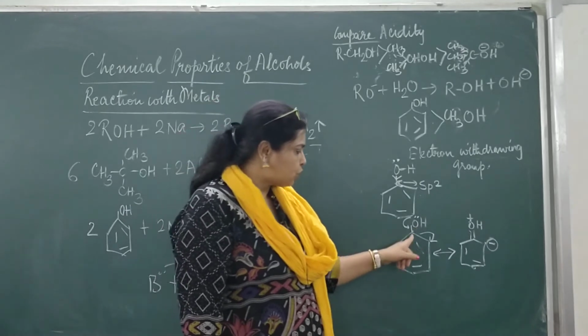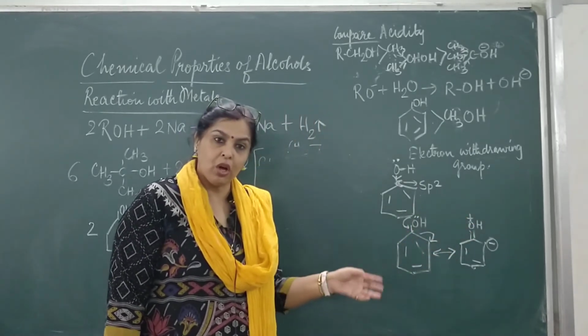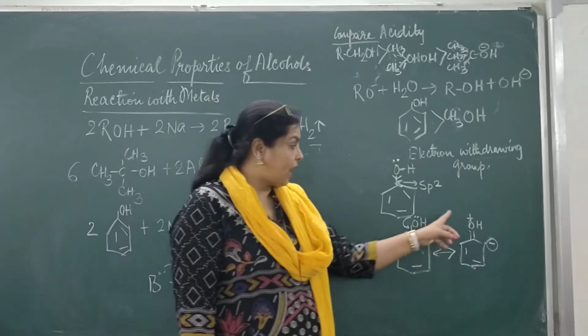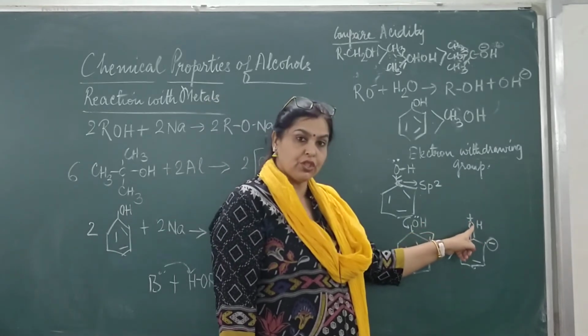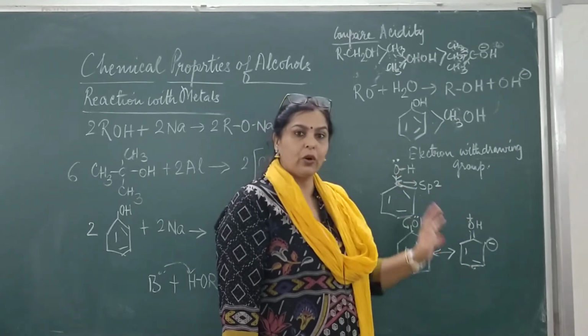Second is due to resonance, again it is getting a positive charge. So this is the second reason why the electron density reduces in oxygen, so the release of hydrogen is easy, so it is a good acid.